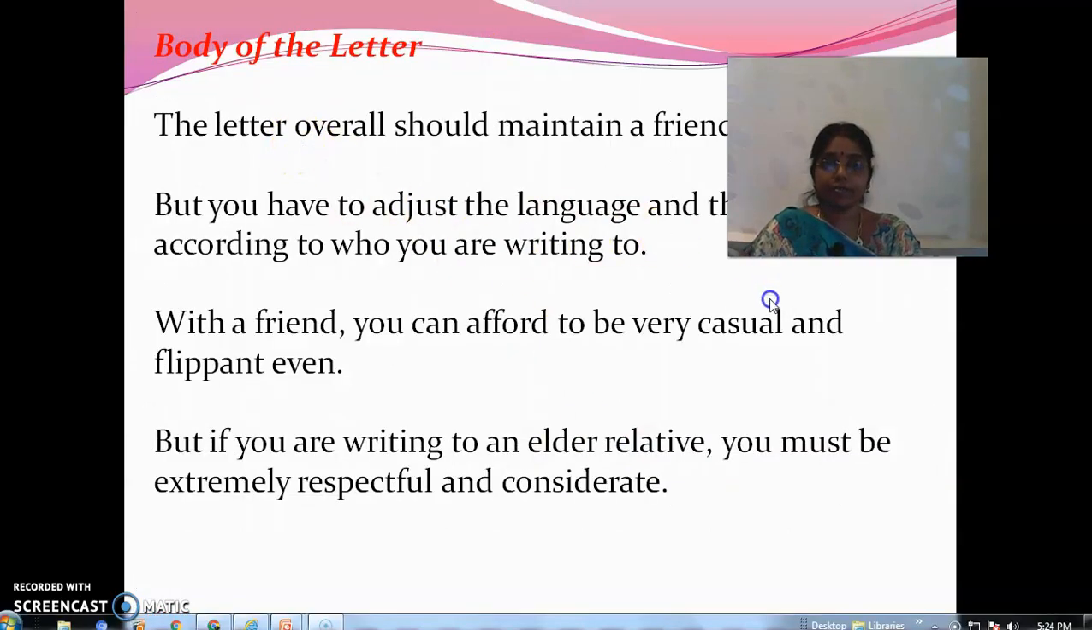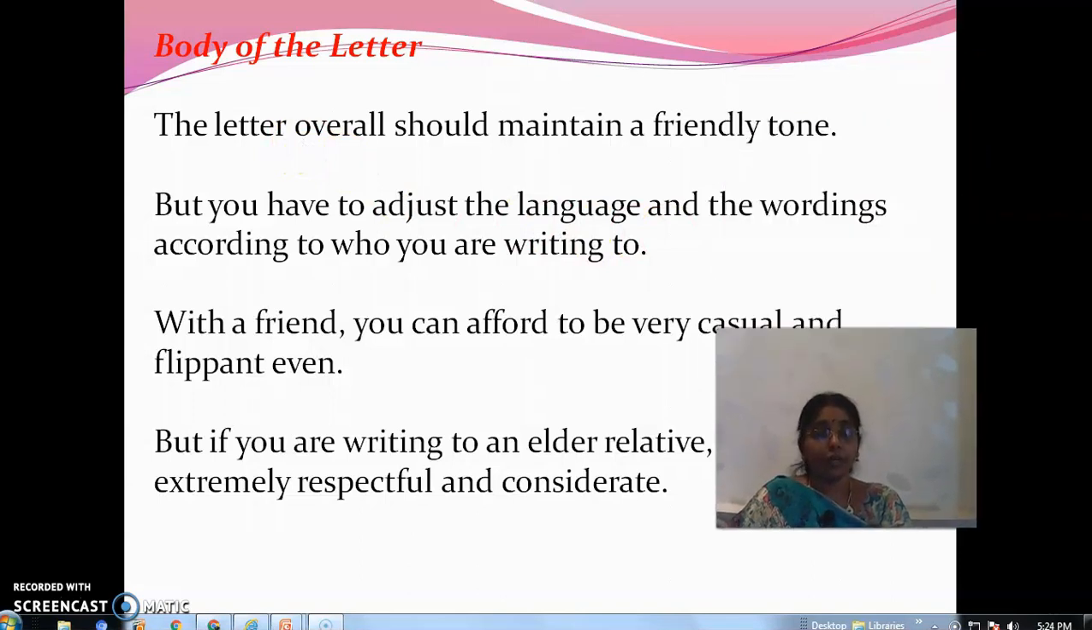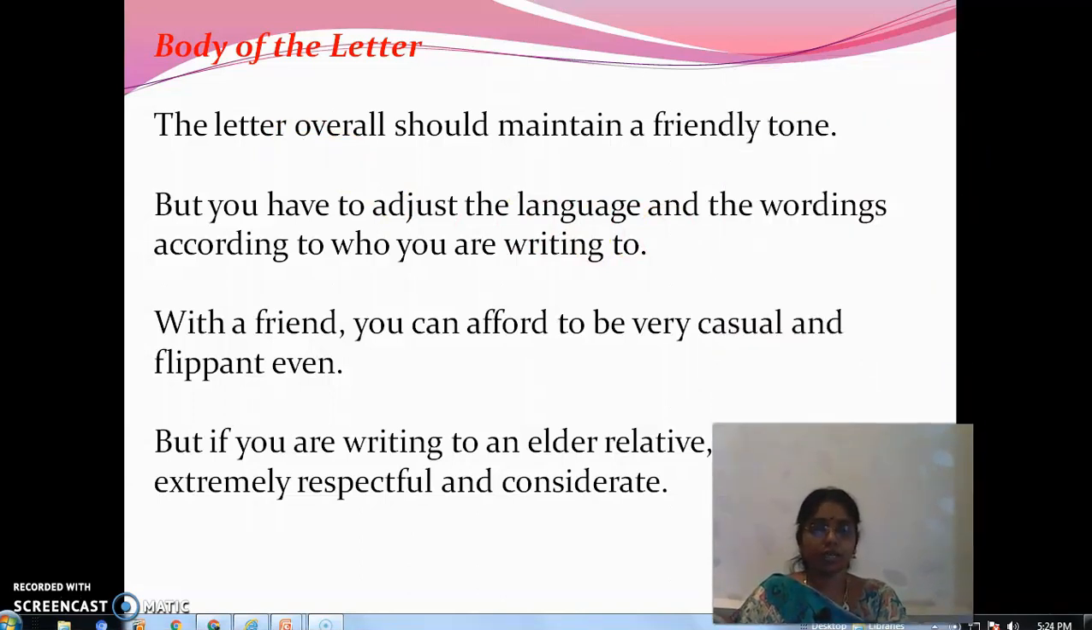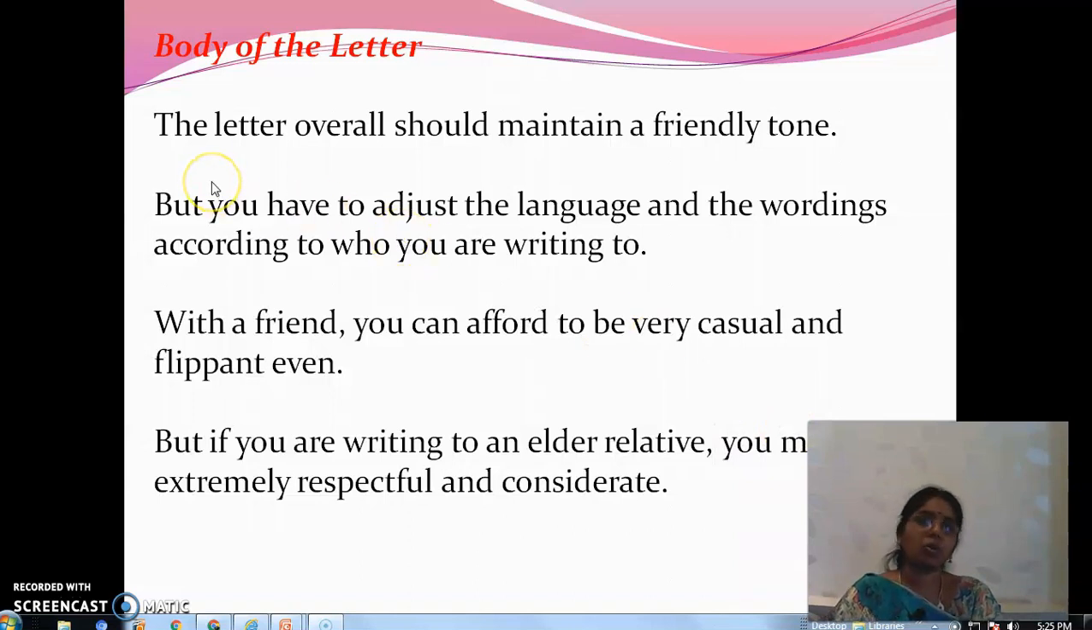Now, the body of the letter. What you are trying to say can be said in the body of the letter. The letter overall should maintain a friendly tone. That is the first point. You have to adjust the language and the wording according to whom you are writing. Okay. With a friend, you can afford to be very casual and flippant even. Flippant in the sense that the tongue flips. Like, you can write your own slang of talk, friendly slang.